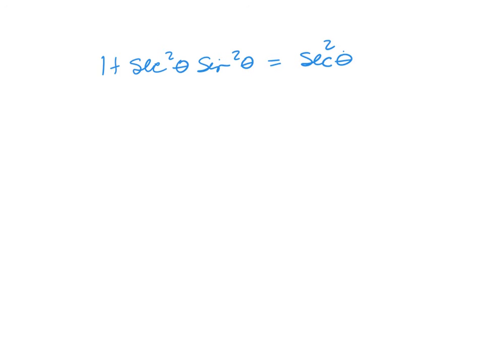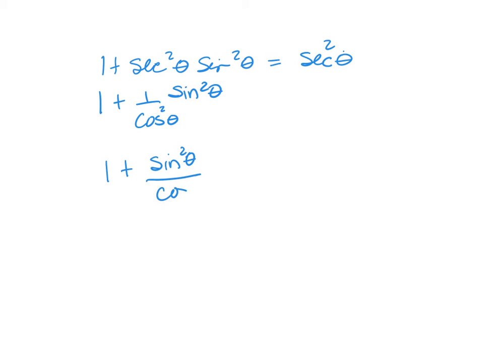So I look at my identity sheet and I don't have any identities that can help me out immediately on the Pythagorean ones, right? Because you don't have anything that says secant squared, sine squared gonked together. So that's not an identity I can look at. So what's my next step? What do I do if I can't find an identity to make it simpler? So I need to convert these to cosine and sine, and I'm going to get 1 plus 1 over cosine squared of theta times sine squared of theta. So that becomes 1 plus sine squared of theta over cosine squared of theta.